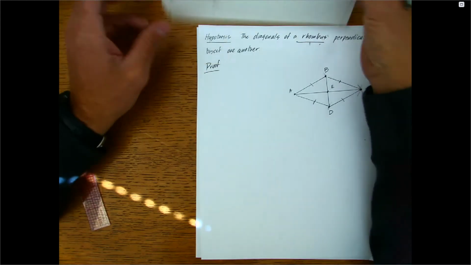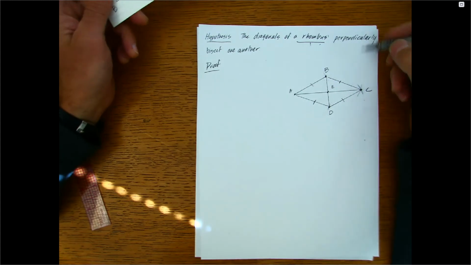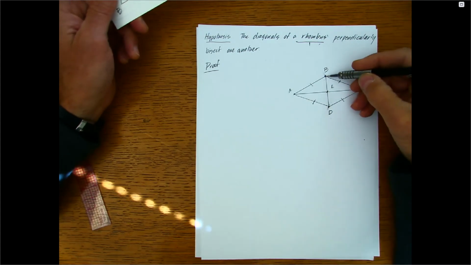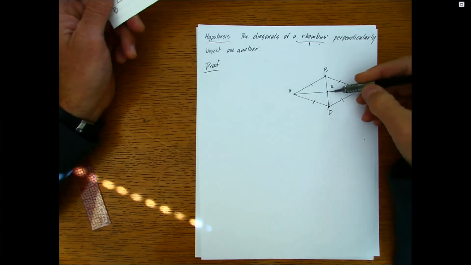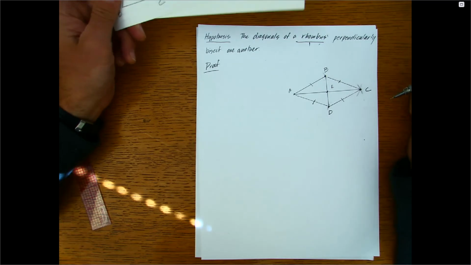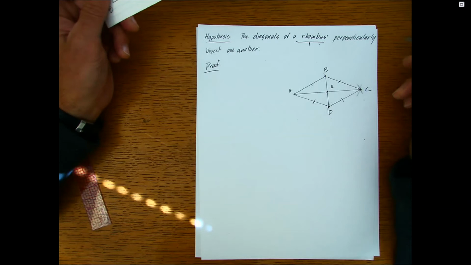But ultimately, it might be worth thinking about how we are going to get to our goal. What we want to show is that BE is congruent to ED, and that AE is congruent to EC, and that these four angles here in the middle are 90 degrees each. That would mean that the diagonals indeed do perpendicularly bisect. So how are we going to get there?